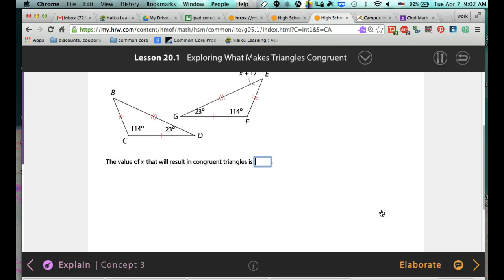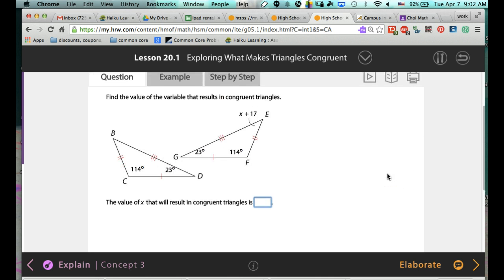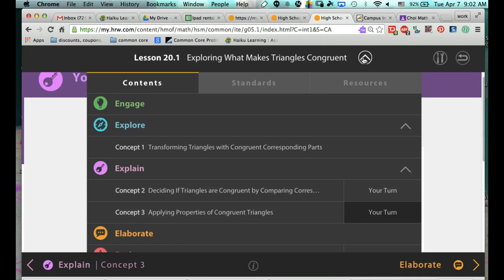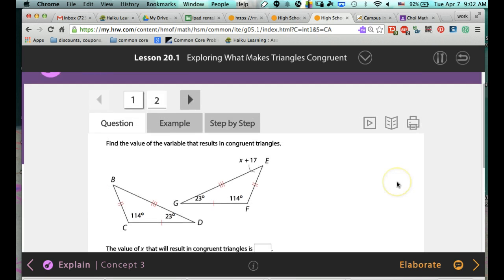It would really help you if you take out your paper and pencil and start taking notes on these things. So let's take a look over here. This is the first Your Turn question. So I clicked up here in 20.1, and then I went into the second Your Turn question right here. All right?